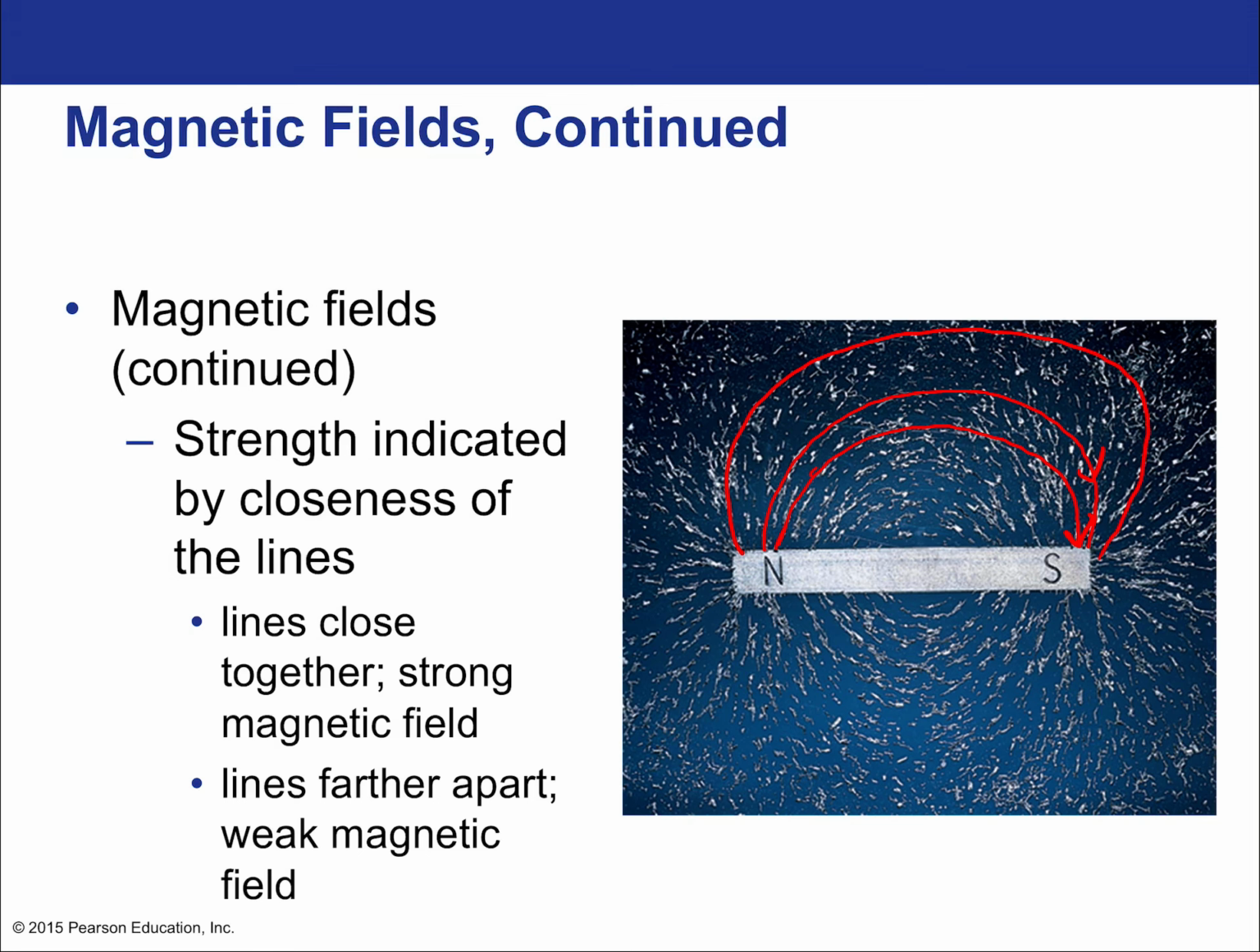Get the idea? The field lines spread out further the farther away from the bar magnet you go, because the effect of the magnetic field weakens with distance. So the strength is indicated by the closeness of the lines. Right near the poles, the lines are closely packed together.